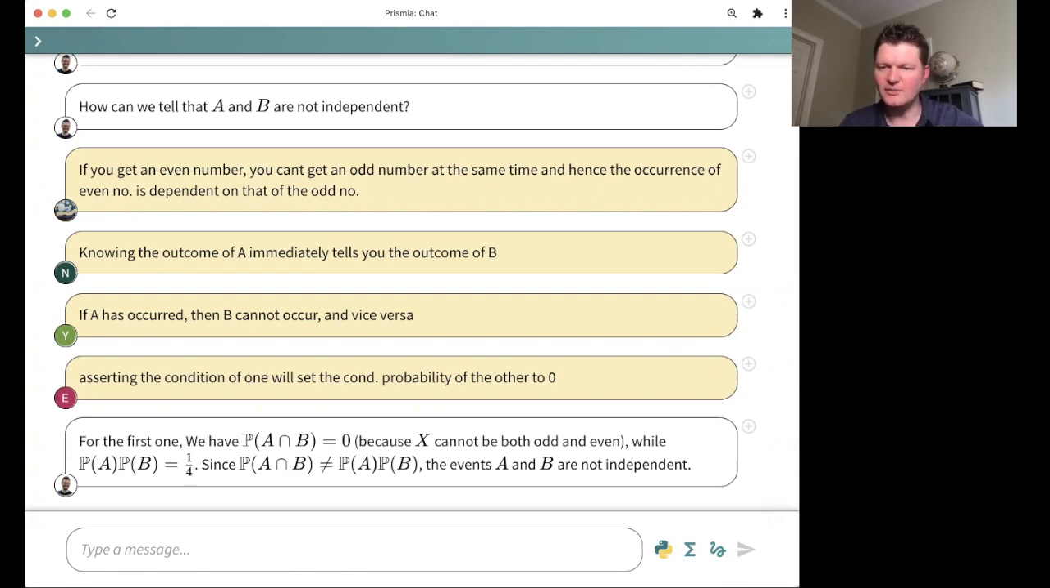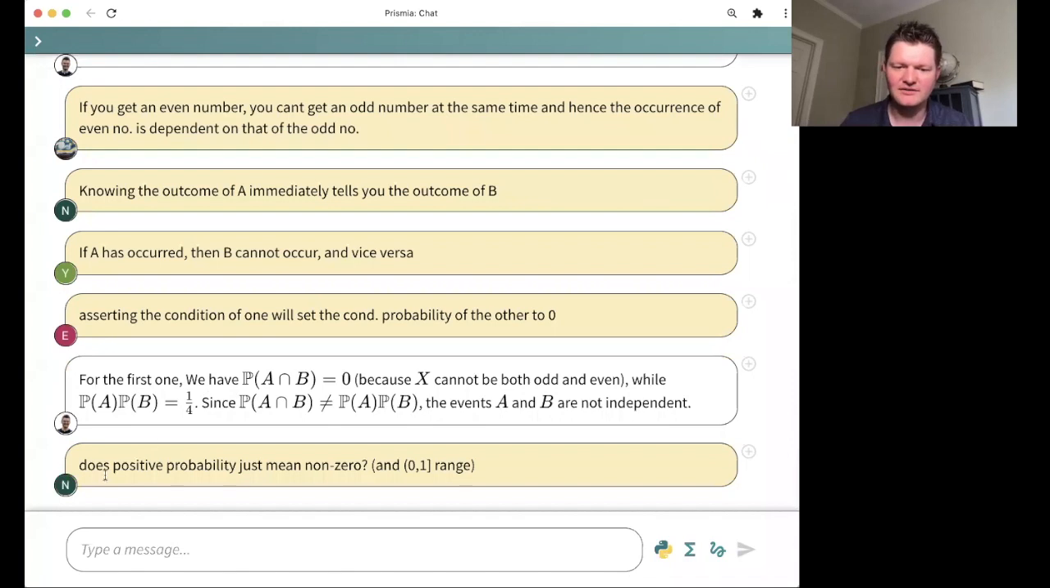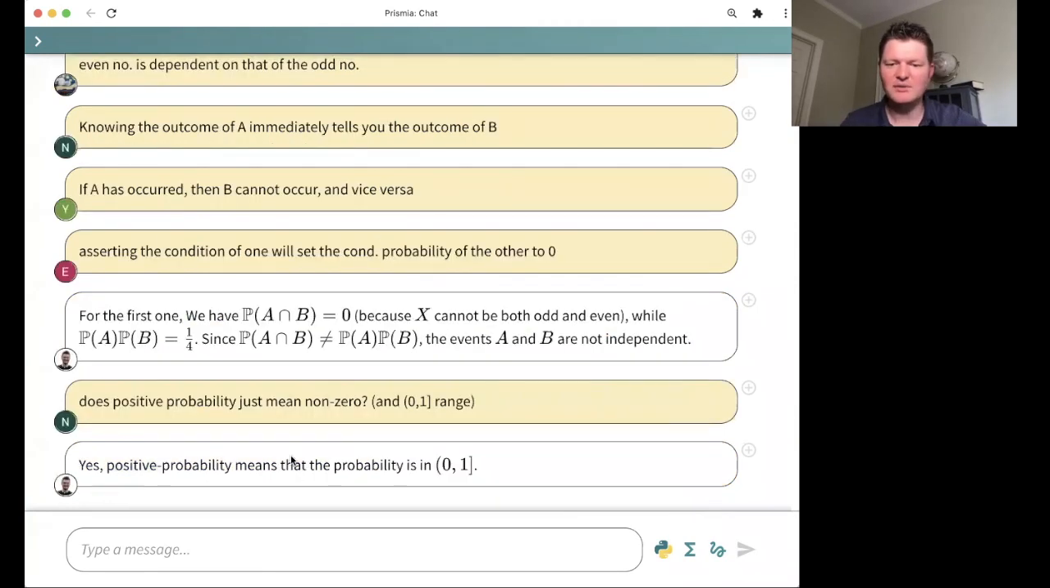There's a question, by the way, about positive probability events I want to answer. Does positive probability mean non-zero? Yes. Positive probability means that the probability is in the interval from 0 to 1, excluding 0. So positive probability events are just events that have a positive probability of happening.